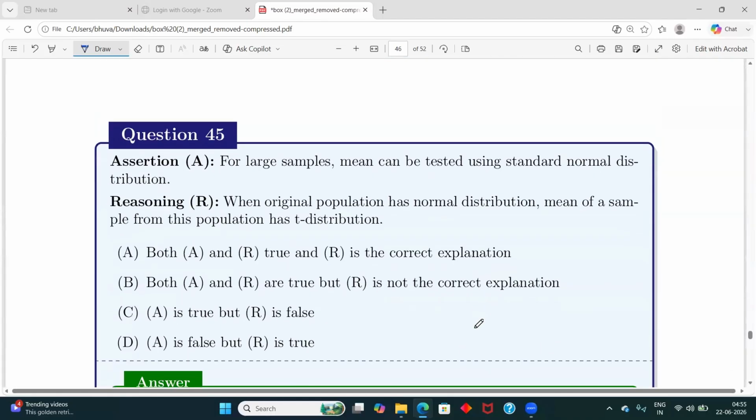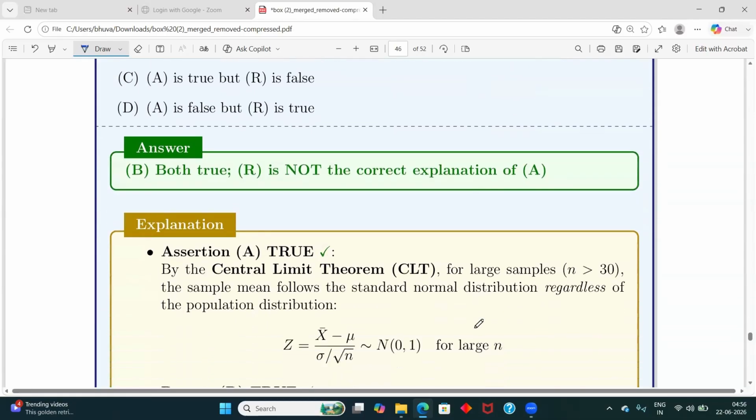Now moving to the next question, question number 45. Assertion: for large samples, means can be tested using the standard normal distribution. Reason: when the original population has a normal distribution, means of samples from this population have a t distribution. Option A, assertion and reason are both correct and the reason is the correct explanation. Option B, both are correct but the reason is not the correct explanation. Option C, A is true but R is false. Option D, A is false but R is true. Let's see the explanation.